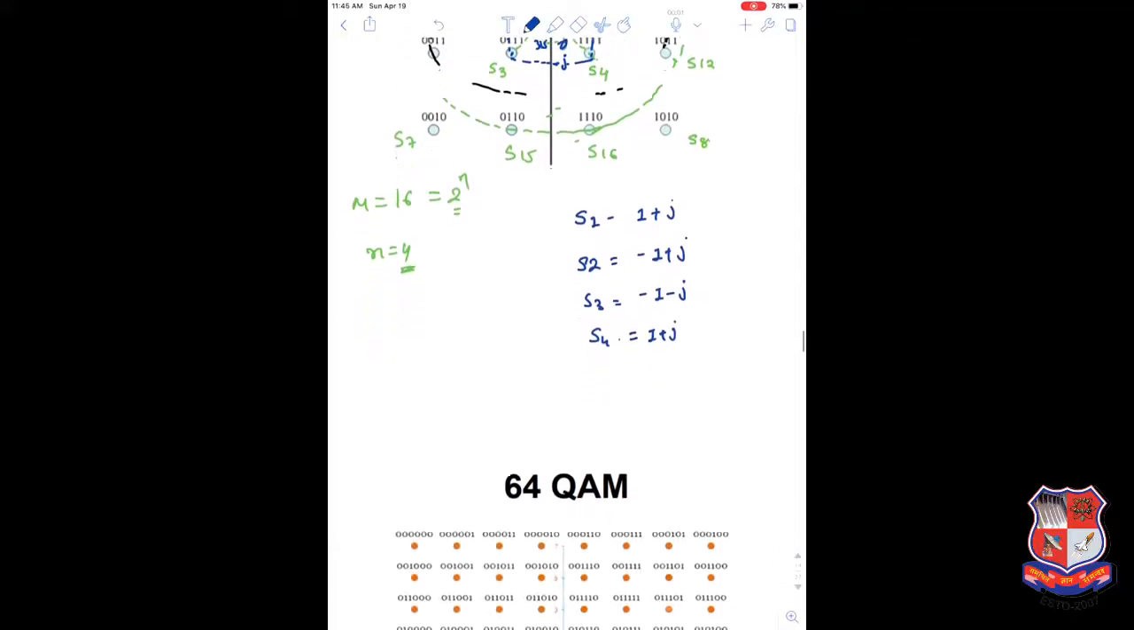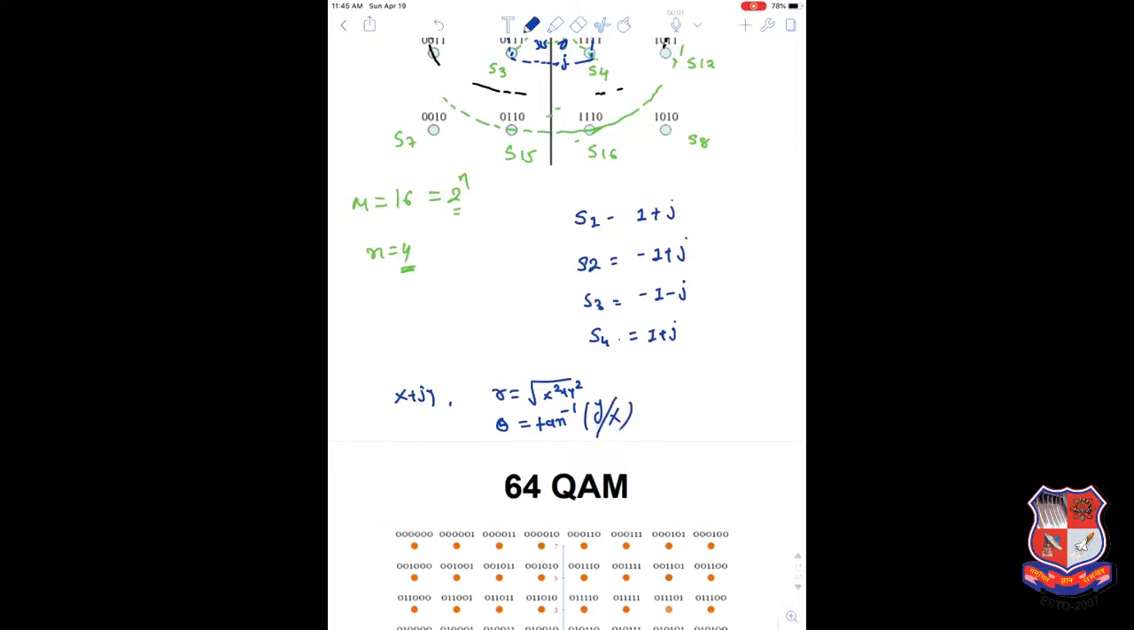Now if you find the magnitude of this and the phase, how can we find this? For anything like X plus JY, its magnitude R is the square root of X square plus Y square. And if you find the theta of anything, it is tan inverse of Y by X.